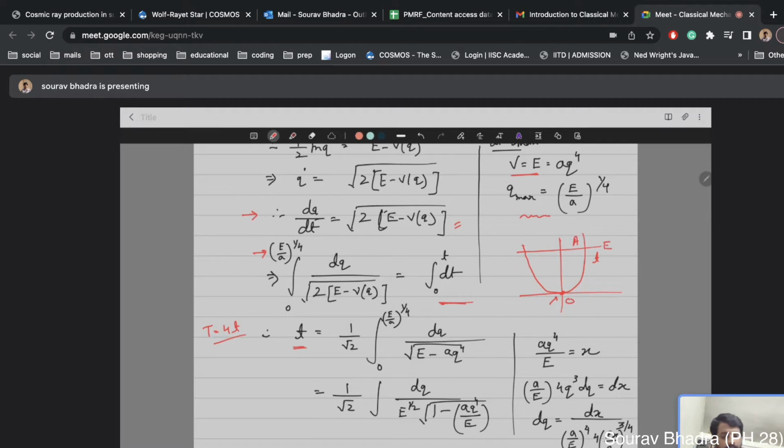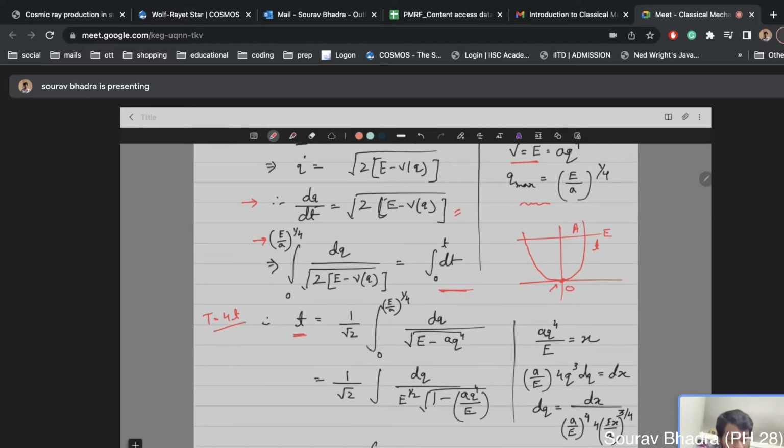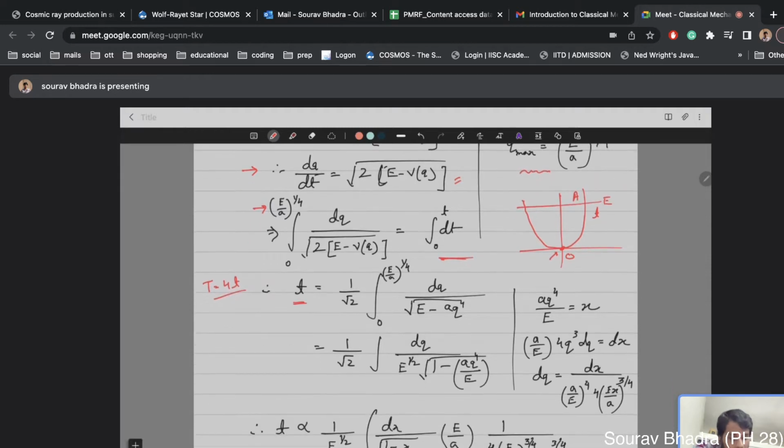No matter. If you do this integration, the main tricky part of the solution is this one. I have just put V(q) equals alpha q to the power 4, which is given in the equation. Now what we are doing is taking the E to the power half term common from the bracket. Then the second term will look like alpha q to the power 4 by E, and we call alpha q to the power 4 by E as x. This is called the scaling procedure.